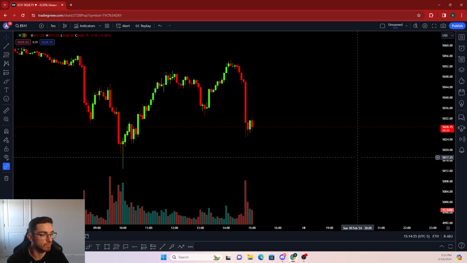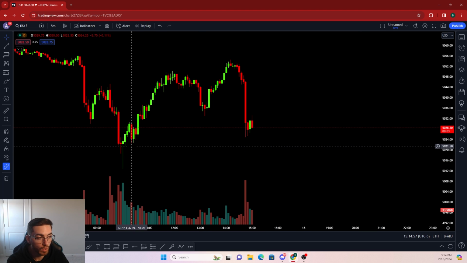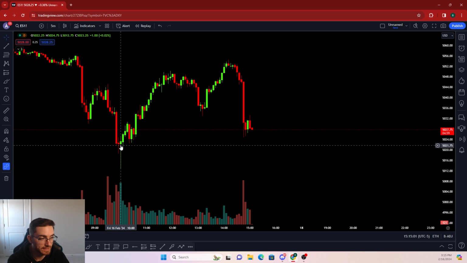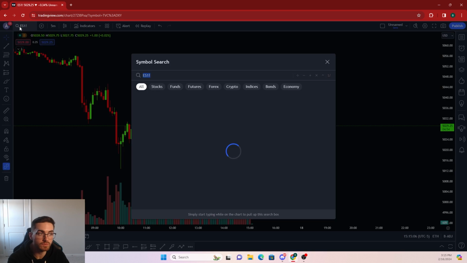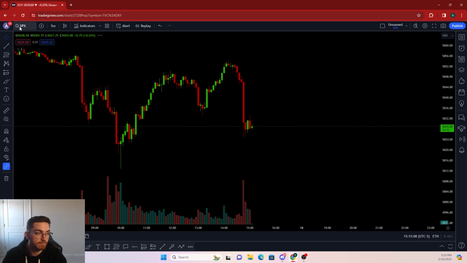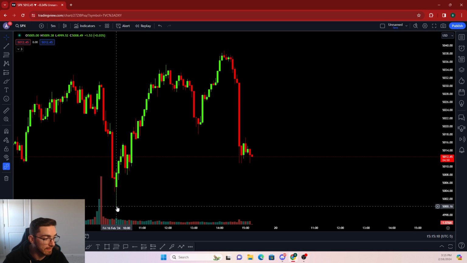Now, once we have those levels of interest, we then want to watch the price action. So as you can see, we bounced at this low of day right here on ES with a very nice bullish candlestick. Why did we bounce there? Because SPX hit 5,000, which is a level of interest.